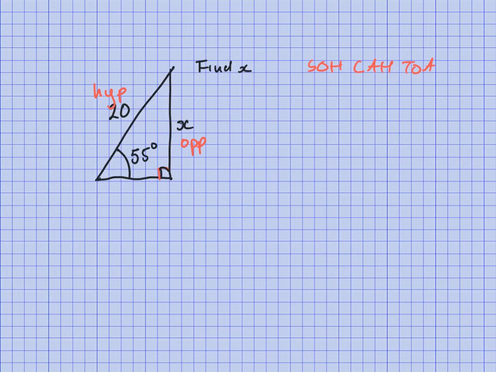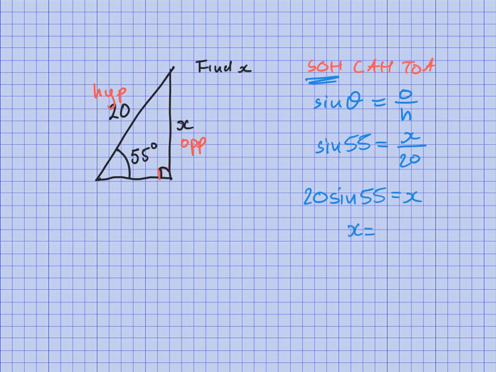Okay, so we're going to be using H and O. H and O go together with sine, so we're interested in sine of theta, and that is equal to the opposite over the hypotenuse. Substitute in the values. Sine of 55 is equal to x over 20. Times both sides by 20 to rearrange it so we can type it in the calculator. 20 sine 55 equals x. So x equals, and literally type that in, 20 sine 55, we get 16.4 if we round that correctly.